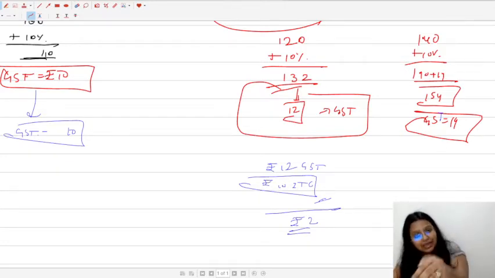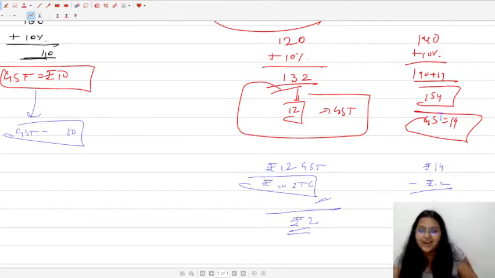Again, the government goes to the retailer and says, retailer, you have charged rupees 14, pay it to us. Similarly, the retailer is saying, rupees 14, but I have paid rupees 12 as GST to the wholesaler. So it means I have ITC of rupees 12. So I will pay you only and only how many rupees? Rupees 2. Okay. So I hope you understand the scenario.